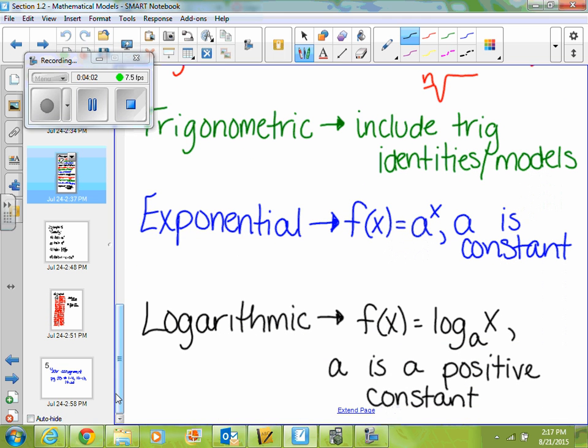All right, and our last two: an exponential function is any function where your variable forms your exponent. So a to the x, where a is some constant number, is an exponential function. And a logarithmic function is a function that has a log.